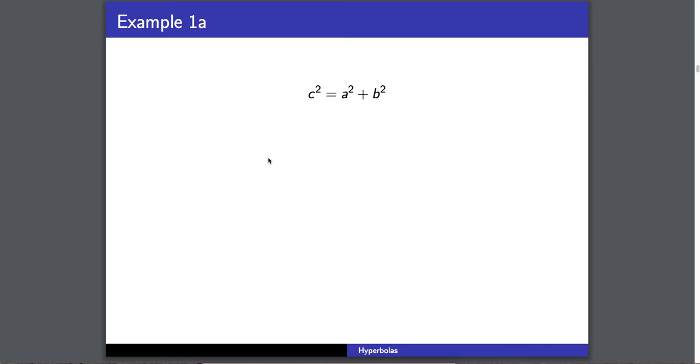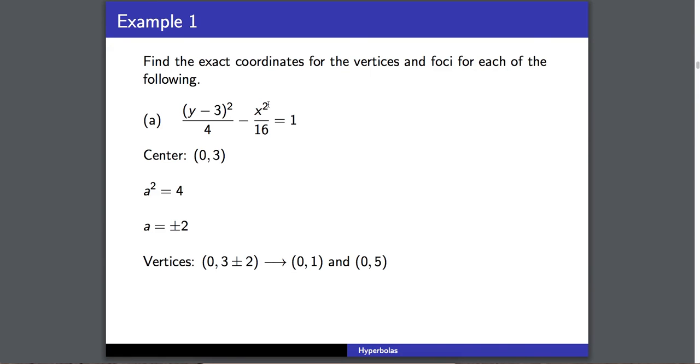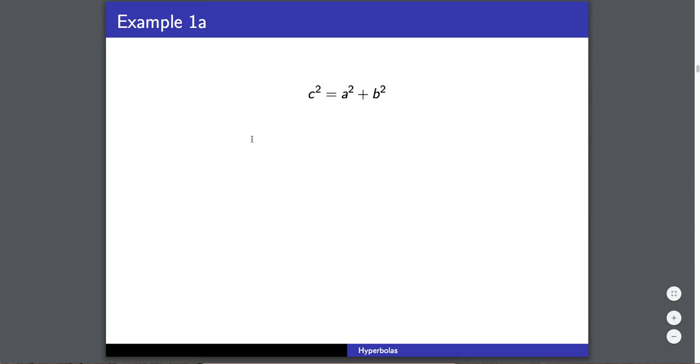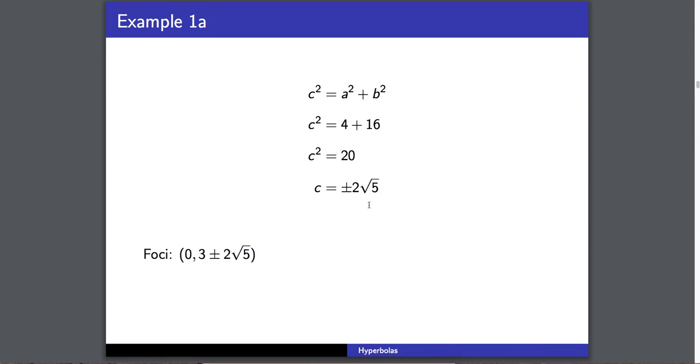Now to get our focal points, foci, we have c squared equals a squared plus b squared, which we had a 4 and a 16. So adding those together, we get 20. The square root of 20 is the square root of 4 times the square root of 5, which is 2 square root of 5. So when we take the square root of both sides, we get c is plus or minus 2 square root of 5. So our foci are going to be at 0 and then 3 plus or minus 2 square root of 5.